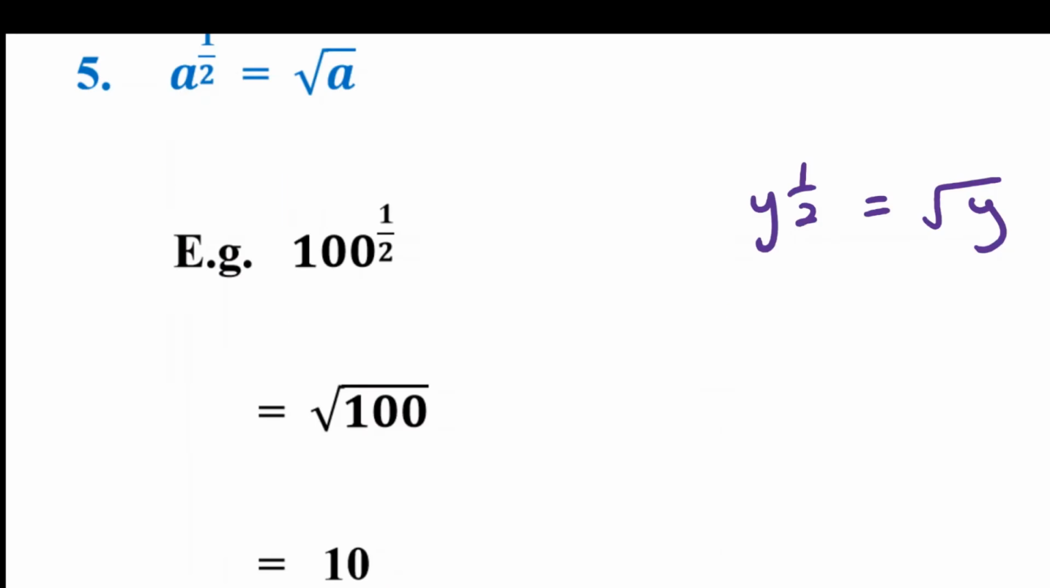Our fifth law: a to the power 1/2 is equal to the square root of a. This means any expression to the power 1/2 can be rewritten as the square root of that expression. For example, 100 to the power 1/2 is the same as the square root of 100, which is equal to plus or minus 10. Similarly, if you have y to the power 1/2, this can be rewritten as the square root of y.